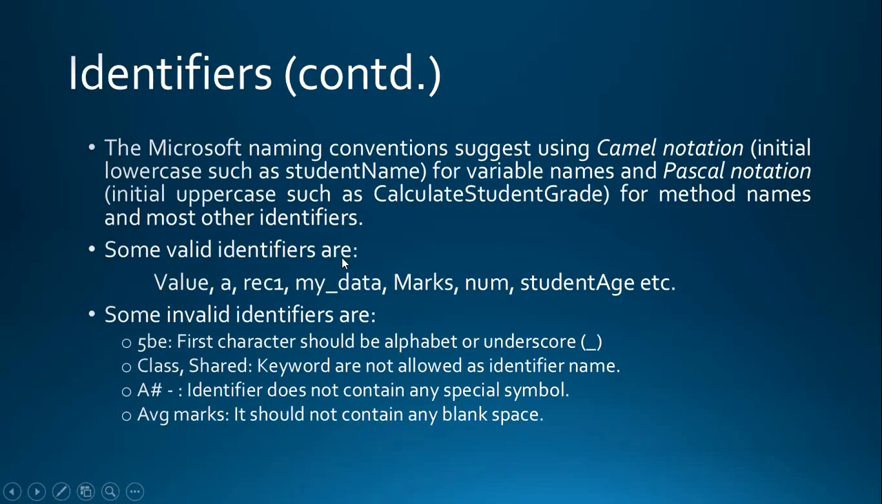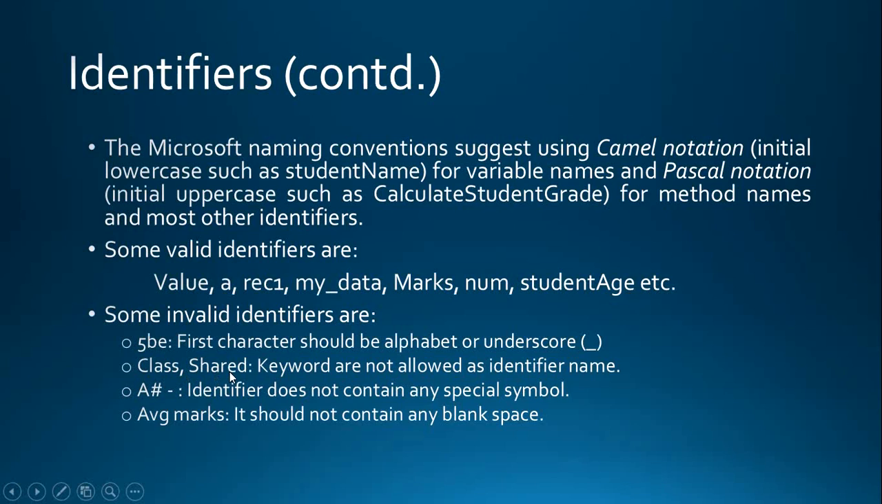Some valid identifiers are value, a, rec1, my_data, marks, num, student age, etc. And some invalid identifiers are 5be. Why is this invalid? It is because the first character should be an alphabet or underscore. Here in this case the first character is a number. That's why this identifier is invalid.